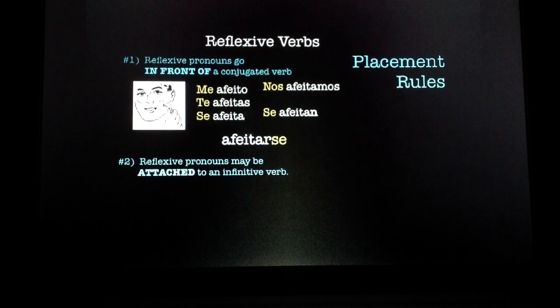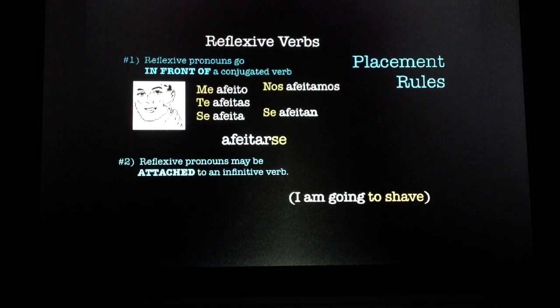That brings us to placement rule number 2. Reflexive pronouns may be attached to an infinitive verb. A basic premise of a sentence is that every sentence will have a conjugated verb. So placement rule number 1 will always apply. Not every sentence has an infinitive. But if a sentence does have an infinitive, you actually have a choice.